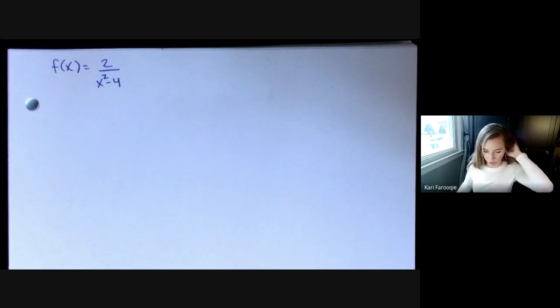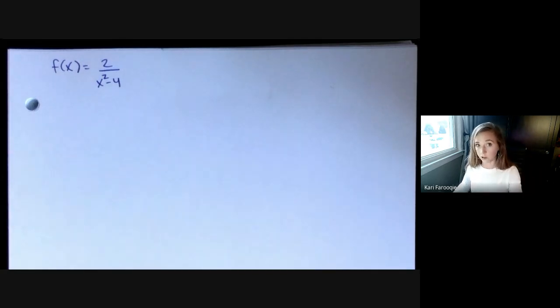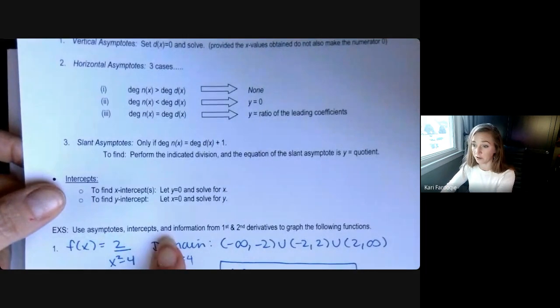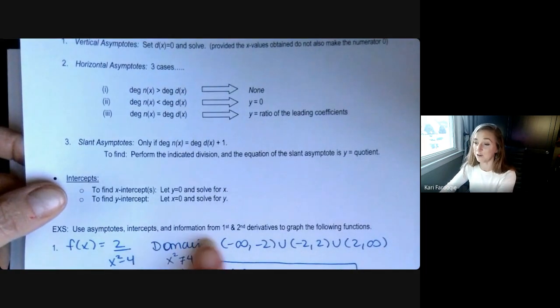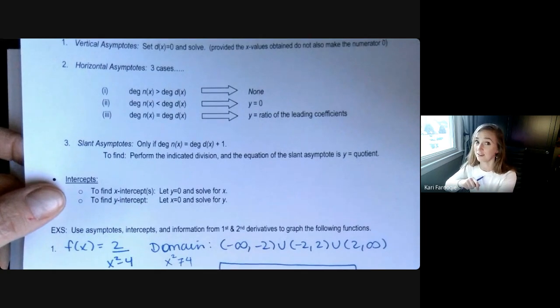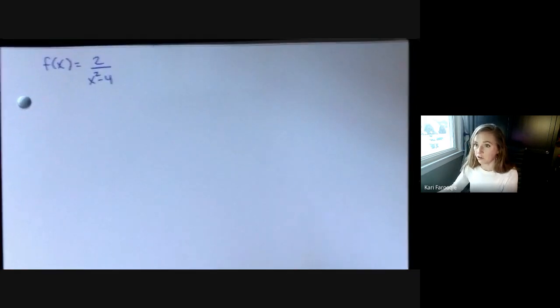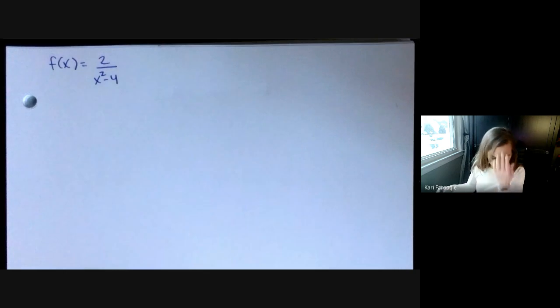I'm going to need to do a couple different things now. I'm going to remind you of the directions. First, we said use asymptotes, done, intercepts, done, and information from the first and second derivatives, not done, to graph the function. So we need to now look at the first and second derivatives of this function. So let's focus on the first derivative, get some information, and we'll focus on the second derivative.